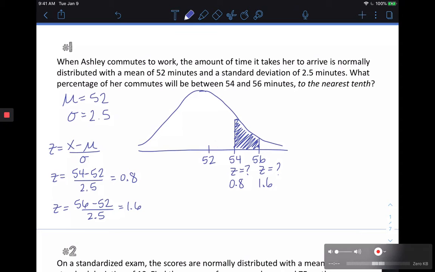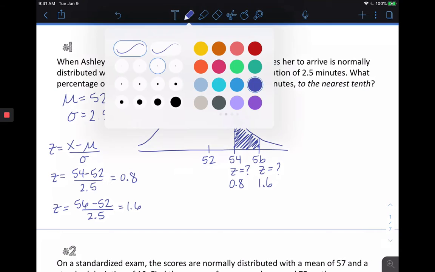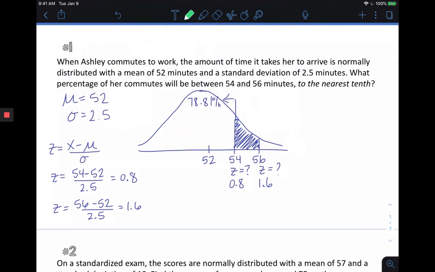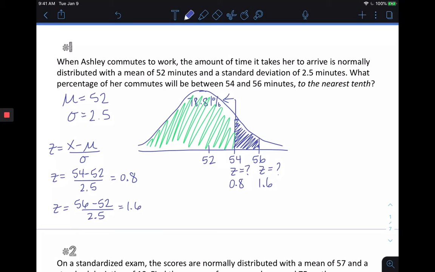That means when we look up the percent in the table, that's telling us that everything less than that value is that percent. So 78.81%. That means everything to the left of the value I just looked up, everything here, is 78.81%. Now I'm going to look up 1.6, and that'll tell me everything less than 1.6. And then I'm going to subtract the 78.81% because I just want what's between the two.